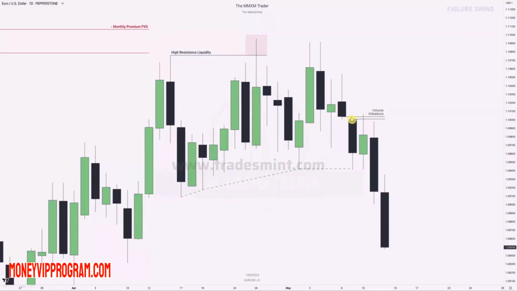So that's also a good area to take a sell from, and you can actually see how willing price action is to go through those low resistance liquidity lows, those failure swings, right? So you can see here price action goes down with ease, right? And that's the whole point of that low resistance liquidity.